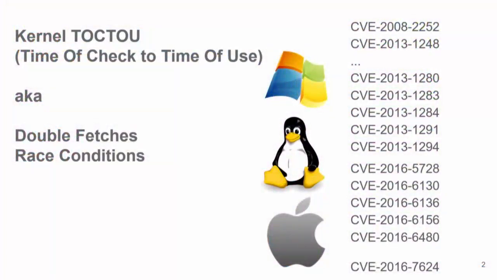TOCTOU stands for time of check to time of use. I think maybe you've heard that. It's not a new vulnerability. It probably exists for two or three decades, and it has many different forms. The one we're going to talk about in this presentation is the one that happens in operating system kernels. Sometimes kernel TOCTOU is also known as double fetches, sometimes race conditions. Here is a list of some of the CVEs in recent years, just to show that it's a real threat.